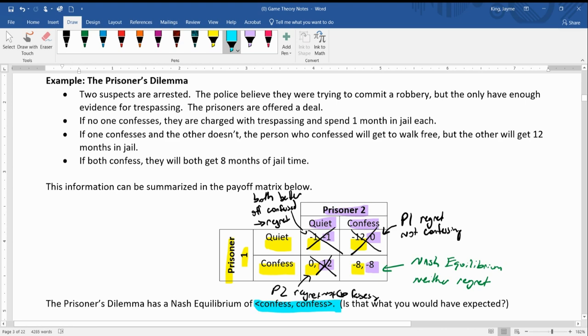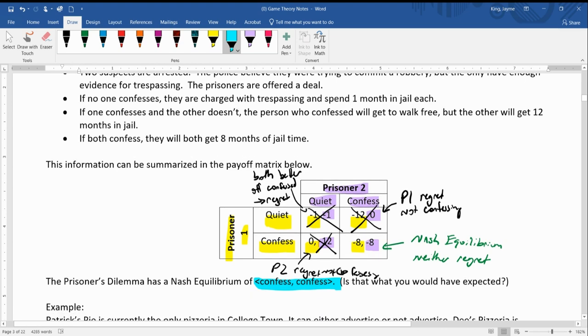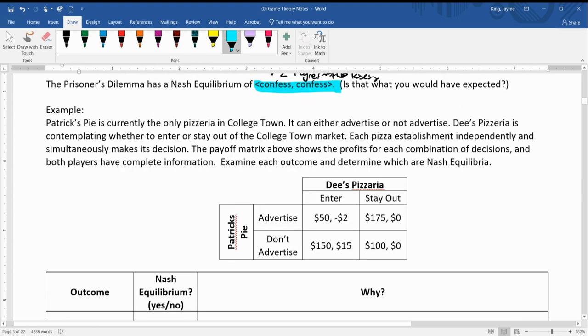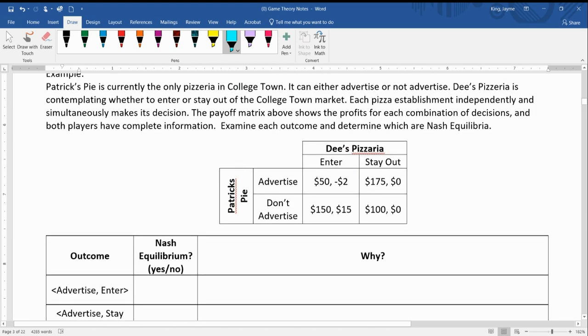All right, so this is one way that you can find a Nash equilibrium. You can find a Nash equilibrium by just looking at each cell and deciding if it is an equilibrium or not. So here's another example of doing it that way. Patrick's Pie is the only pizza place in College Town. You can either choose to advertise or not advertise. There's a second pizza place that is deciding if they want to enter or stay out of the College Town market. So they're basically deciding, do I want to build a pizza place in this town? Each pizza establishment independently and simultaneously makes its decision about whether they want to do this advertising.